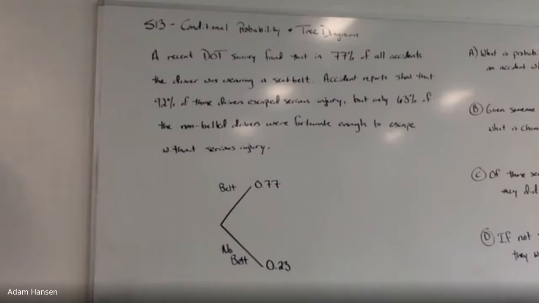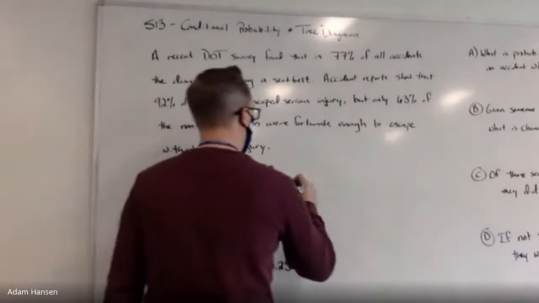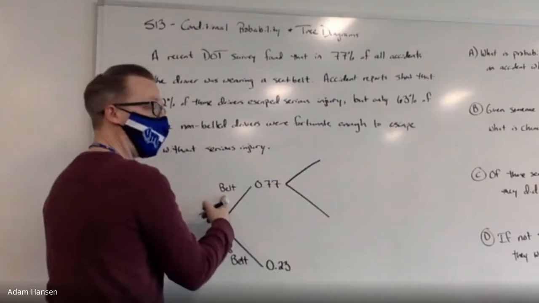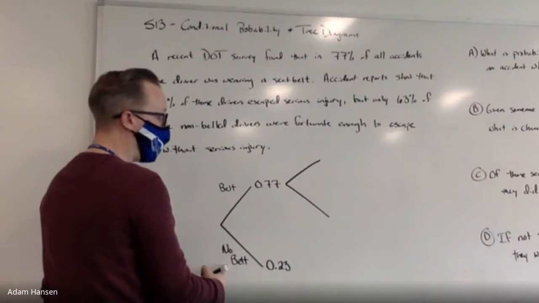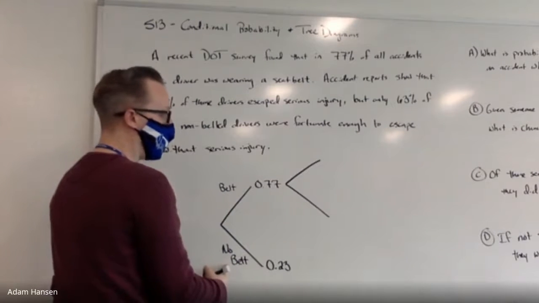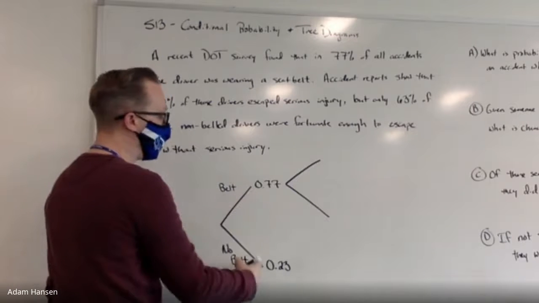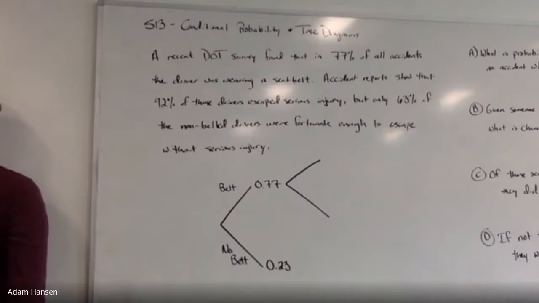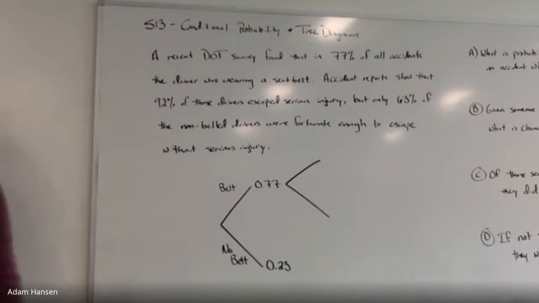Now, what happens after? What is the next event? You could be injured or not injured while wearing a belt. You could be injured or not injured if you're not wearing a belt. So from each of these two nodes in the tree diagram, we're going to draw two more branches, representing whether you're injured or not injured from wearing a belt or not. Does that make sense? We're going to split it up into four possibilities. Belt and injured, belt and not injured. No belt and injured, no belt and not injured.